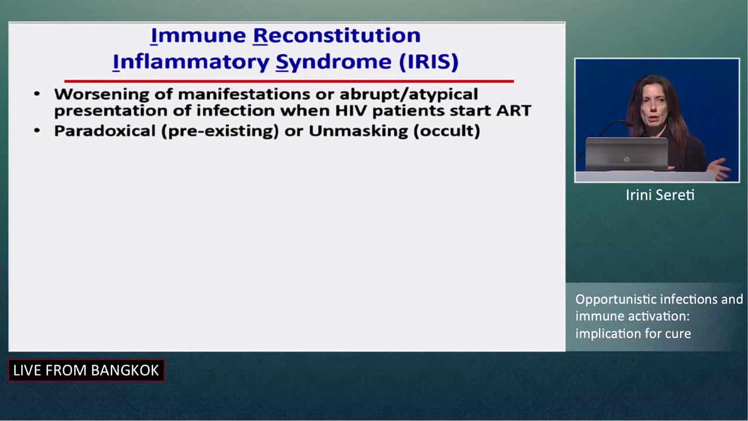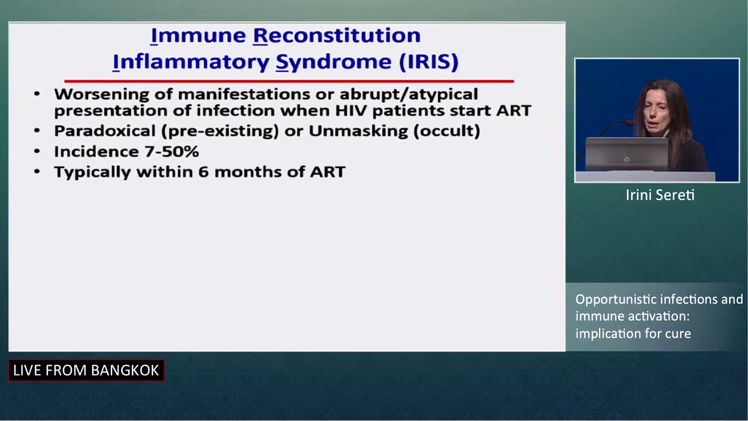So a patient with tuberculosis starts TB treatment, improves, starts antiretroviral therapy, symptoms get worse. Or unmasking, when the infection was actually unknown or not diagnosed prior to antiretroviral therapy initiation, but the assumption is that it was present, it was subclinical and occult, and it becomes clinically overt when antiretroviral therapy is initiated. The incidence really can vary greatly between 7% and 50% in different studies, depending on the underlying population, as well as the prevalence of different infections in a particular area.